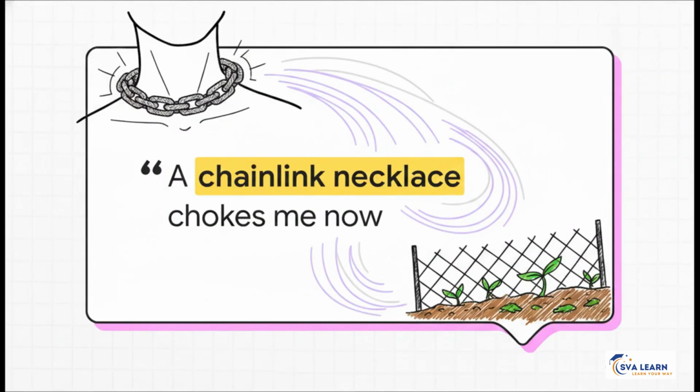Let's look at a real example. Take this quote from the poem I Am the Land. It says, "A chain link necklace chokes me now." I mean, obviously the land doesn't literally wear jewelry, and a fence can't actually choke dirt. But by personifying the land, by giving it a human neck, and that deeply human feeling of being suffocated by a fence, the poet instantly makes you feel the earth's pain and restriction. That is the incredible power of personification.